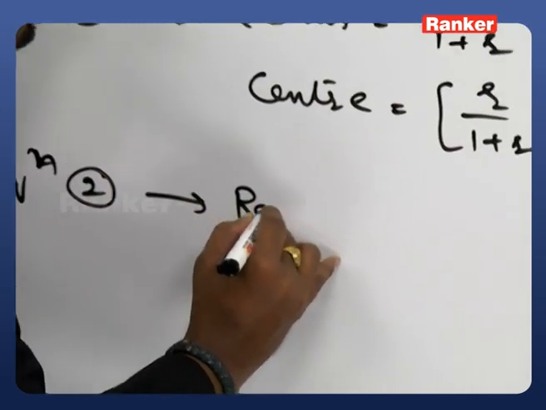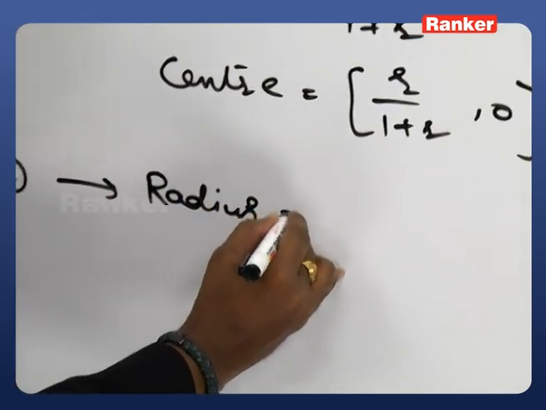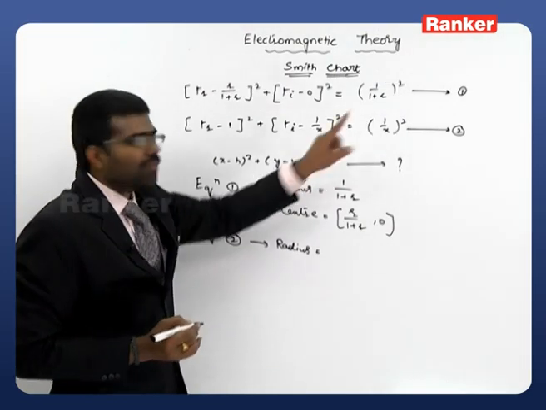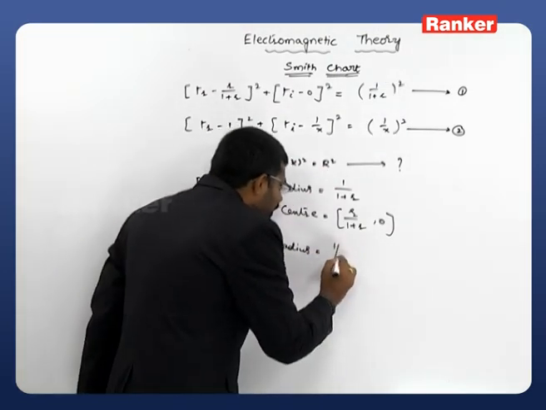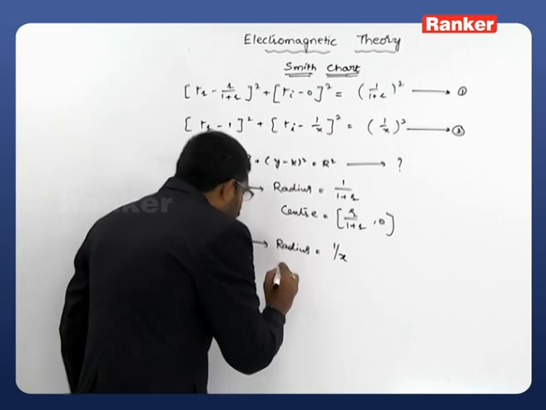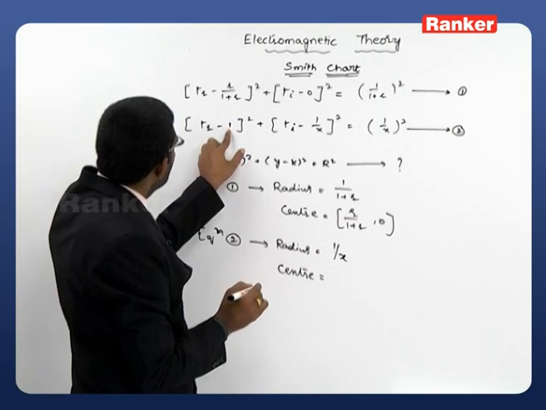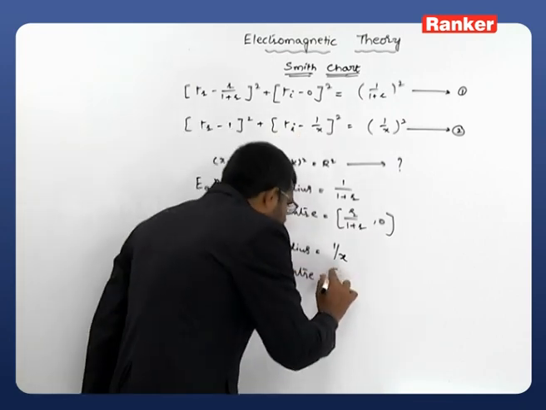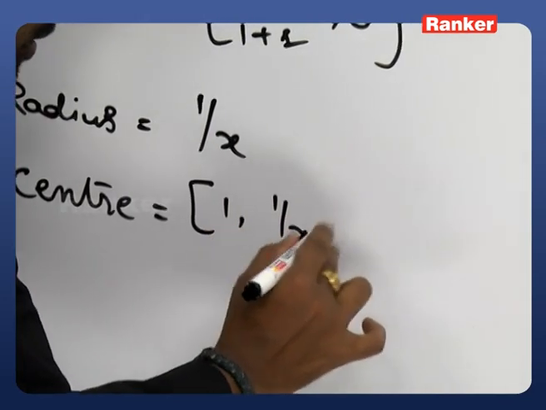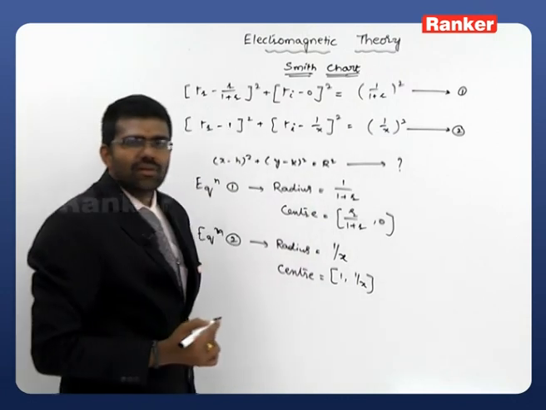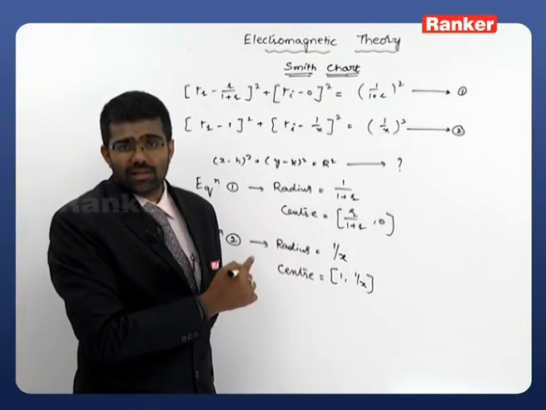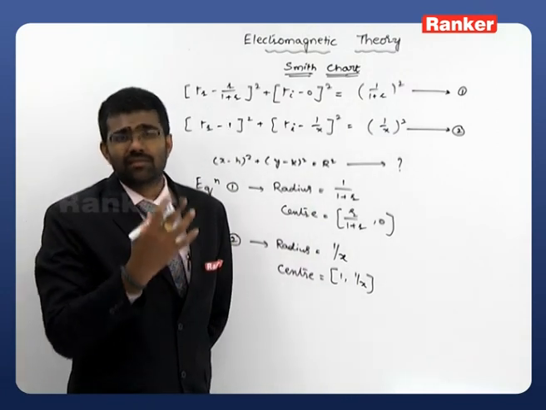What is the radius of our second equation? 1 by x. So the radius of our second circle is 1 by x and the center is simply h comma k. H is 1 and k is 1 by x, right? Here also this is not a single circle. What you will have is infinite circles.